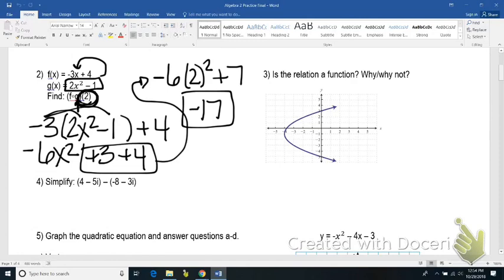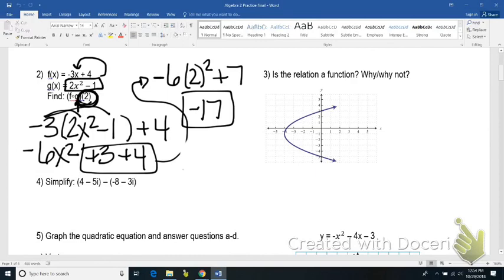Is that the f of x, or is it just negative 17? You can write f of g of 2 equals negative 17, but I don't usually have my students write all this. I usually just have them circle their final answer. Thank you. You're welcome.